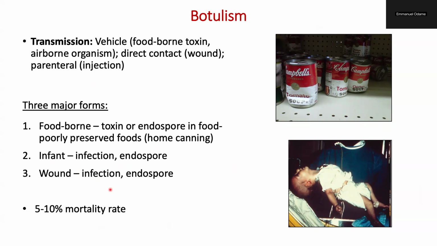The mortality rate is 5 to 10%, which means it's basically not a good thing to have any of these diseases. There have been about 10 to 30 outbreaks per year in the United States, and these diseases have been associated with eating poorly preserved food.